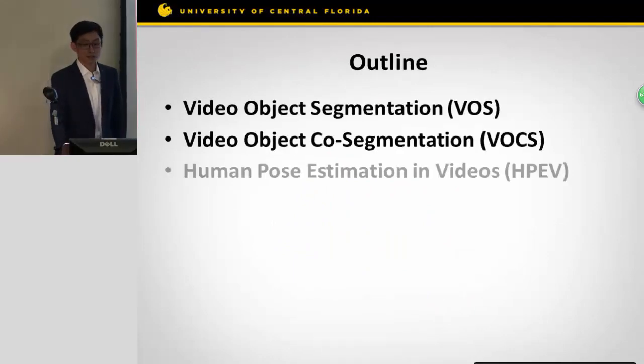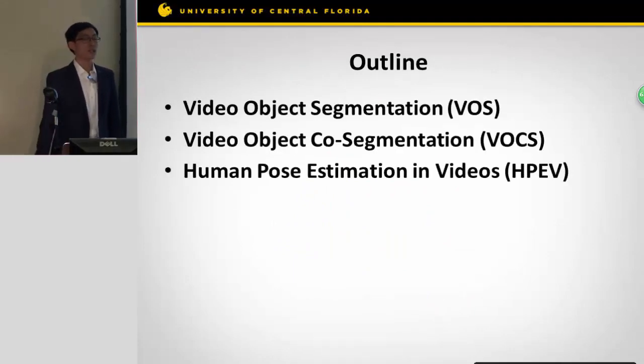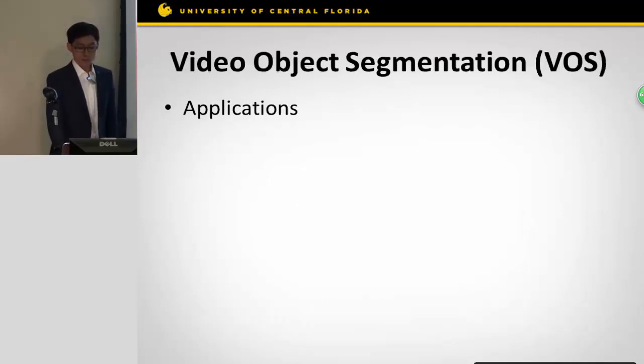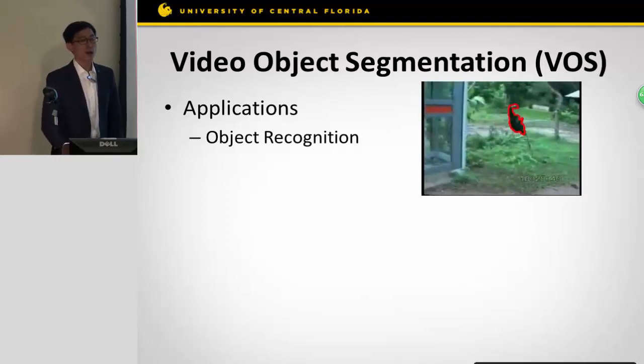Here's the outline of the rest of my presentation. As I mentioned, I investigated 3 important computer vision problems, so I'm going to introduce these 3 problems one by one. The first problem is the video object segmentation problem, and this work was published in CVPR 2013 as an oral paper. This problem has a lot of applications.